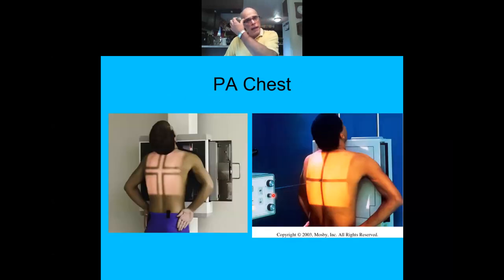Okay, and here's the PA projection. I really want to get all into this, but I'll go ahead. I'm not quite sure how long I've been running, but let's look at this. This person is in good position for our PA chest.